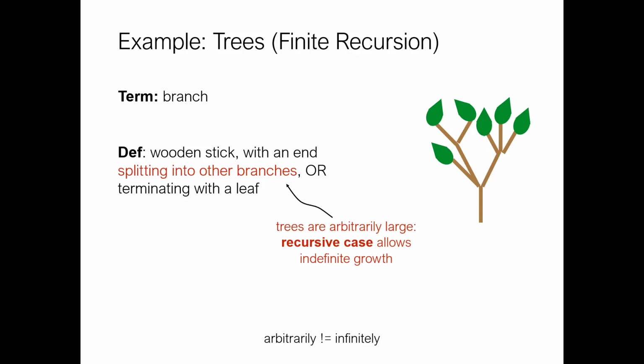This allows trees to become arbitrarily large, growing indefinitely. And finally, trees in fact are finite because they must terminate with a leaf. And this is the base case that allows for completion. Please note that down here at the bottom, arbitrarily large is not the same as infinitely large. So there are no infinitely tall trees anywhere. They all eventually terminate. My definition allows them to have any number of levels of branches, but it also allows them to terminate with leaves at some point and not become infinite.